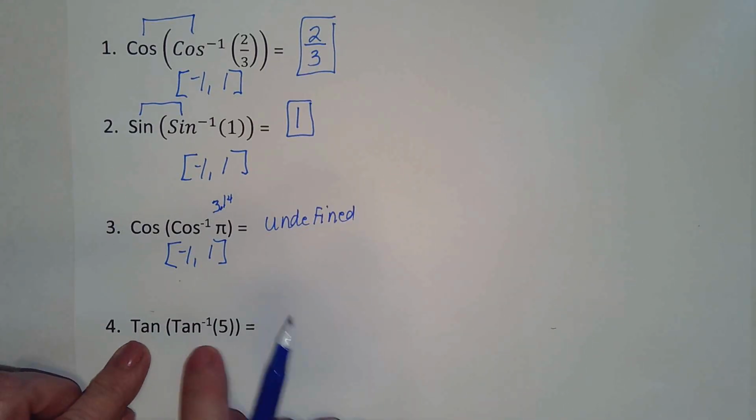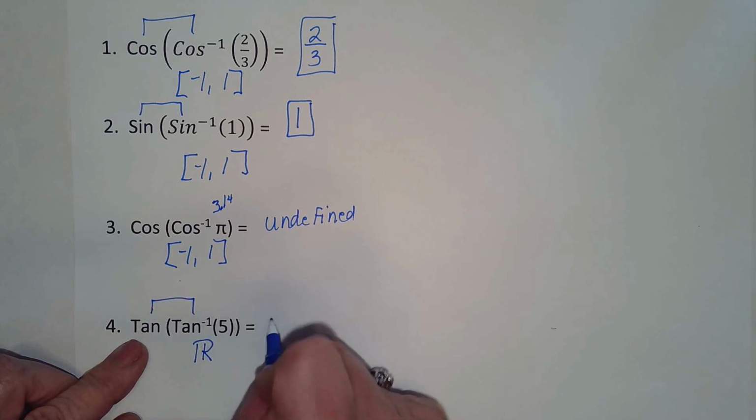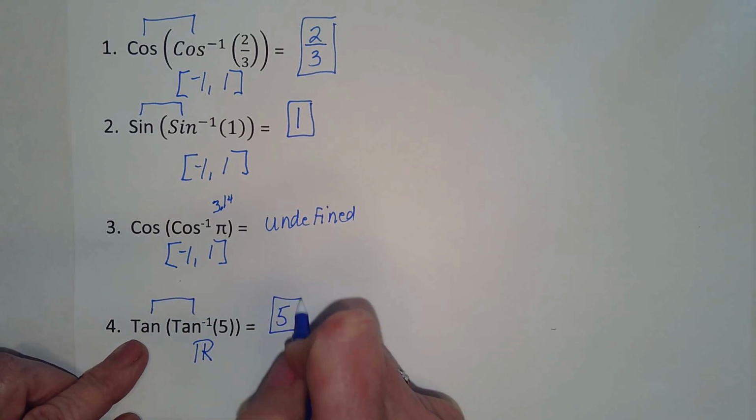Tan of tan inverse of 5. My domain is the set of reals. It does fit in there. Tan and tan inverse undo each other, so the answer is 5.